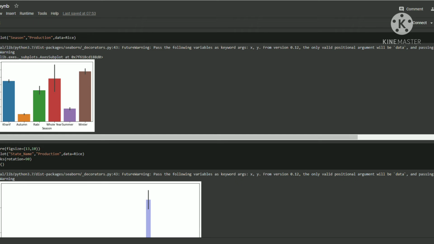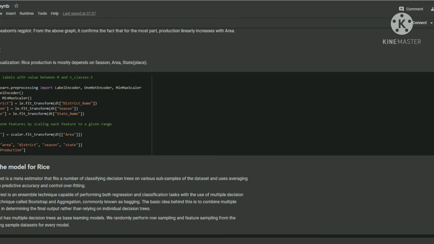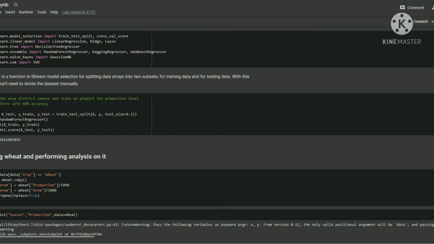A random forest is an ensemble technique capable of performing both regression and classification tasks with the use of multiple decision trees and a technique called bootstrap and aggregation, commonly known as bagging. The basic idea behind this is to combine multiple decision trees in determining the final output rather than relying on individual decision trees. Random forest has multiple decision trees as base learning models. We randomly perform row sampling and feature sampling from the dataset, forming sample datasets for every model.